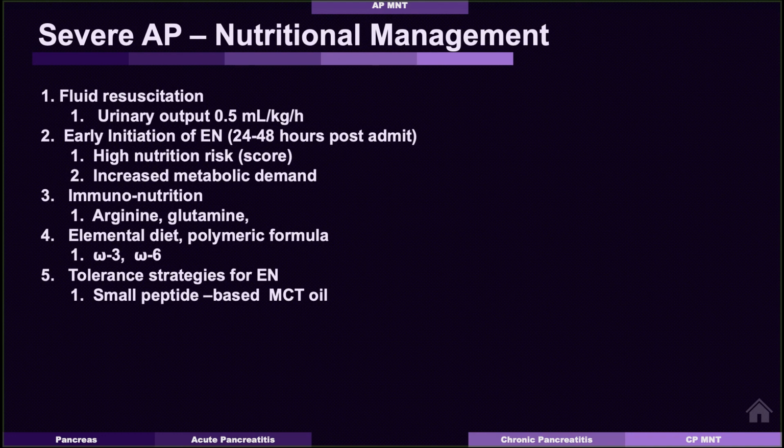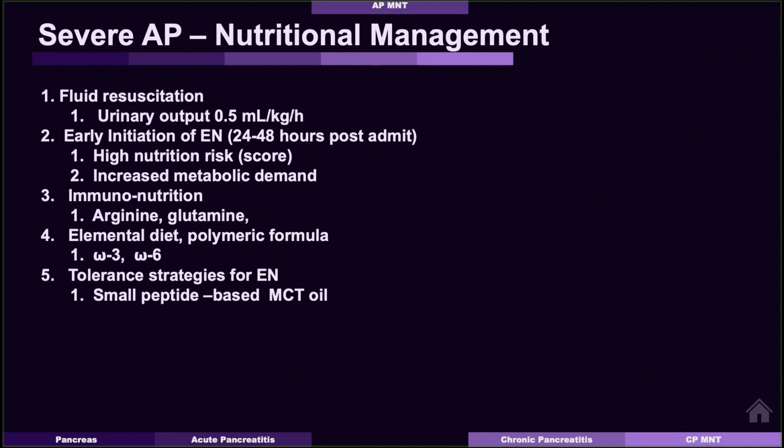In regards to immunonutrition, what we see is increased demand for vitamins that are related to cell-mediated immunity: A, C, E, B6, folate, B12, pantothenic acid, iron, and zinc. Arginine has been seen as safe in doses of 15 to 30 grams.